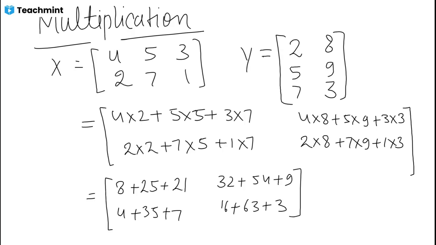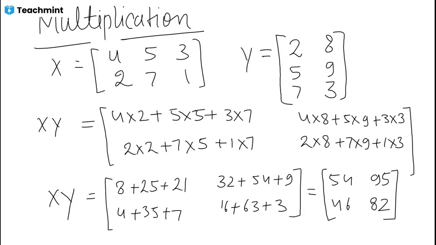This will be the product of x and y. We are finding x into y. So what will we get? 8 plus 25 plus 21, we have 54. Then 32 plus 54 plus 9, we have 95. And 4 plus 35 plus 7, 36. And then 16 plus 63 plus 3, we have 82.